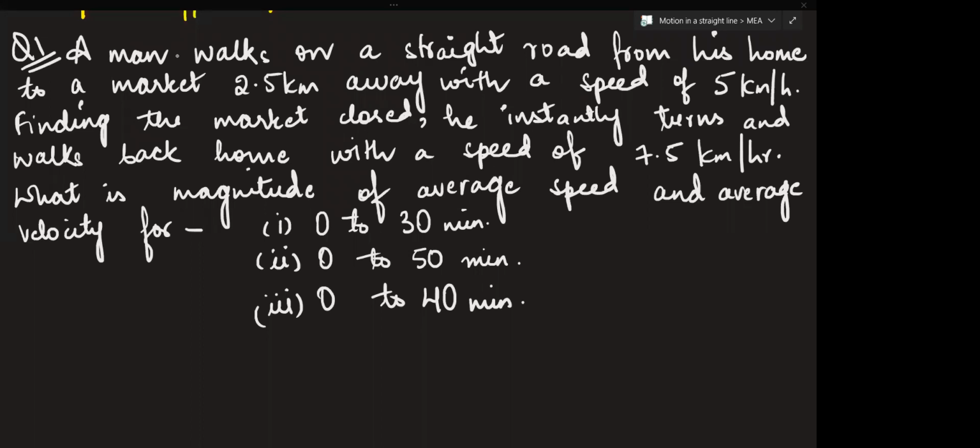The question says a man walks on a straight road and the distance between home and market is 2.5 kilometers. So just label all these things at least. Take 2 minutes and we'll discuss this question. And if you get the answer, then send me in the chat column.